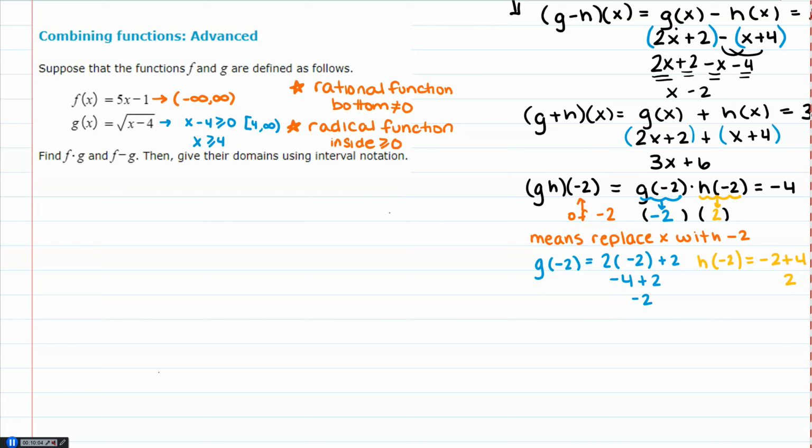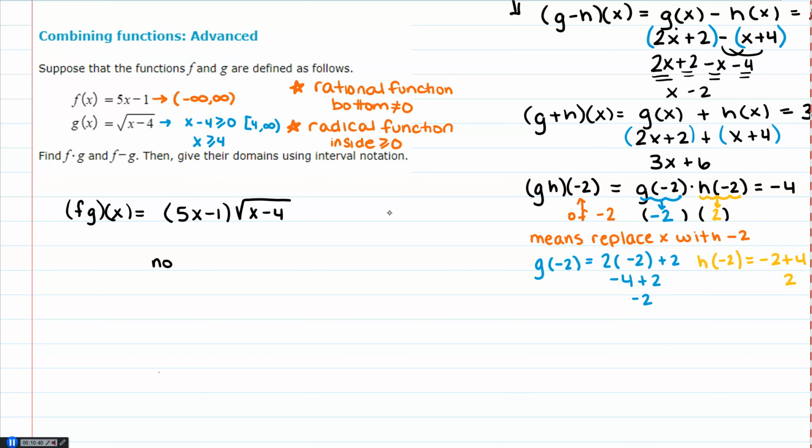Okay, so let's find f times g of x. My f function is 5x minus 1, and my g function is square root of x minus 4. Now I can't actually combine anything. Like in the last problem we had like terms. This is times-ing. So I need to make sure that I've wrapped up my 5x minus 1. The x minus 4 is wrapped up underneath the radical, so it doesn't need parentheses. And this is it. This is my function.